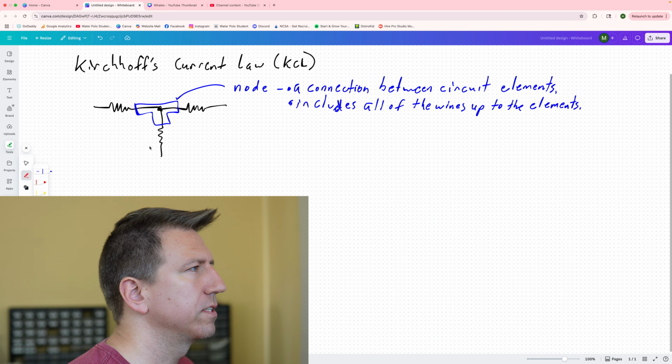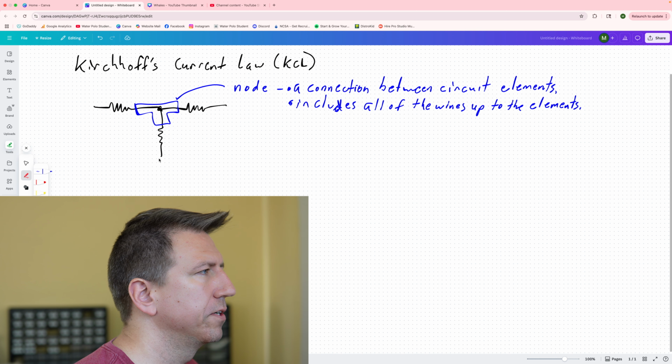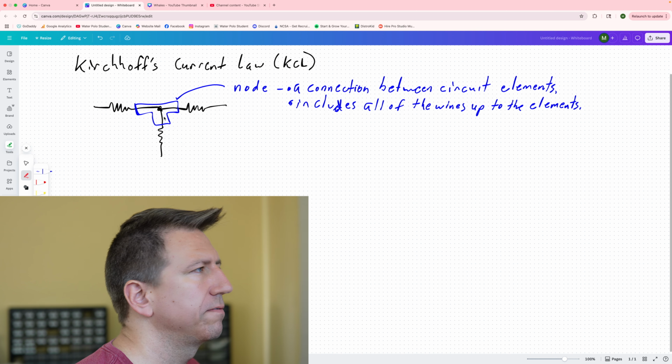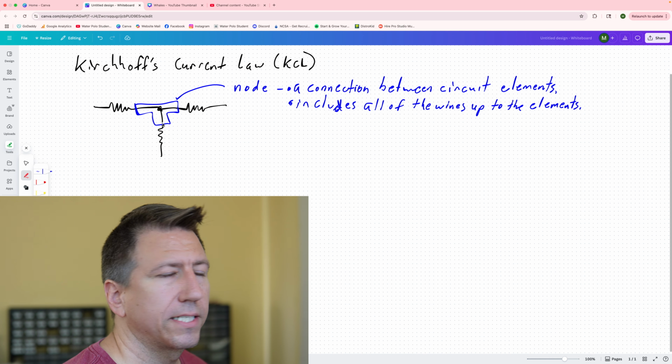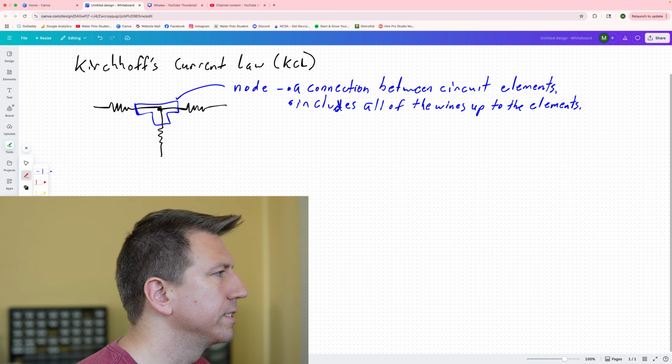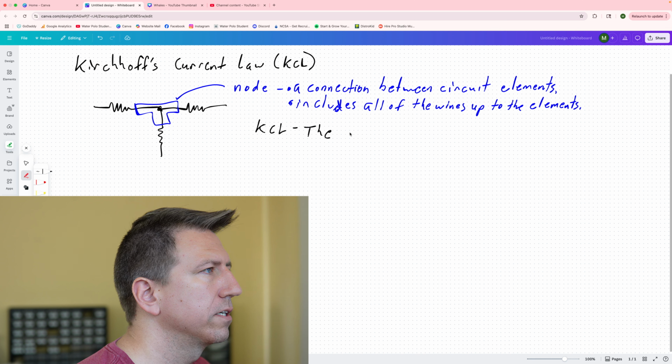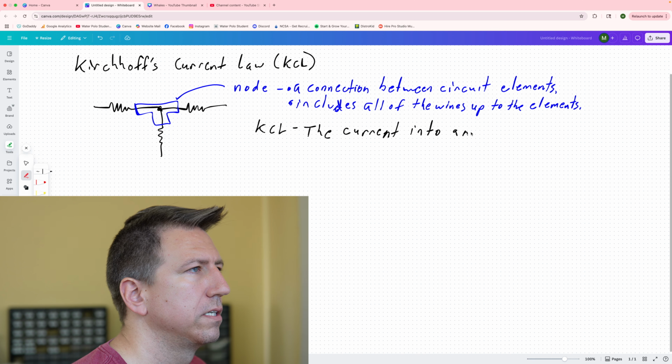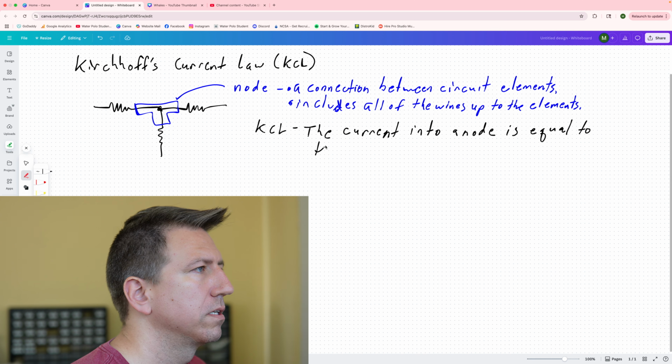And we're looking at a little section of the circuit, so there would actually be a node here on the left, a node here on the bottom, a node here on the right, but we're just going to focus in on that node, because KCL says that the flow into a node is equal to the flow out of the node. And so let's go ahead and give that definition then. KCL: the current into a node is equal to the current out of that node.